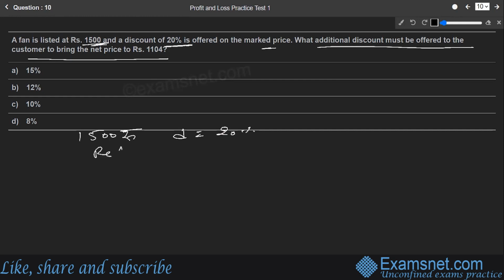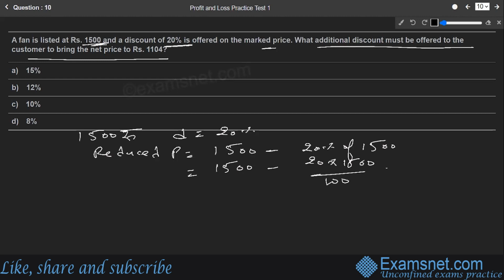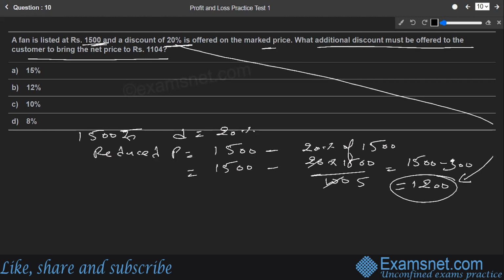The reduced price should be the original price 1500 minus 20% of 1500. If you solve this further, this comes out to be 1500 minus 20 into 1500 over 100. 20 can cut 100 by 5 times, and 1500 can be cut to 300. So 1500 minus 300 comes out to be 1200 rupees. So after the first discount, the value becomes 1200 rupees.